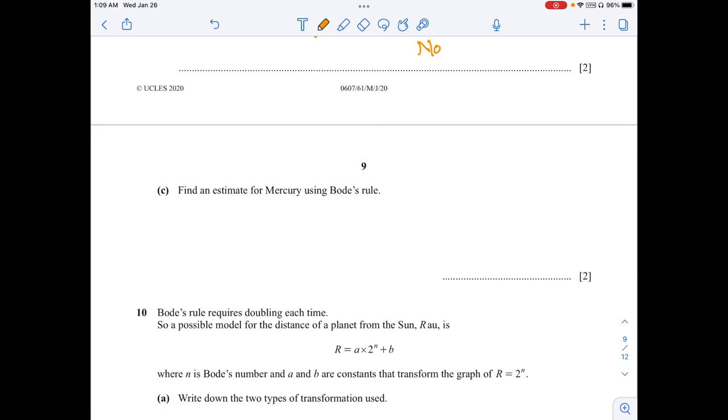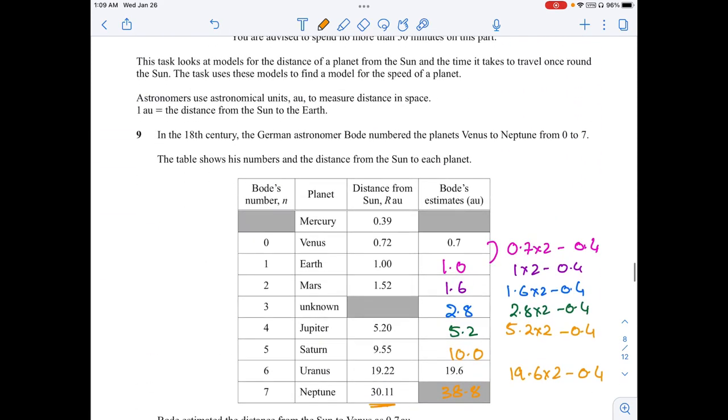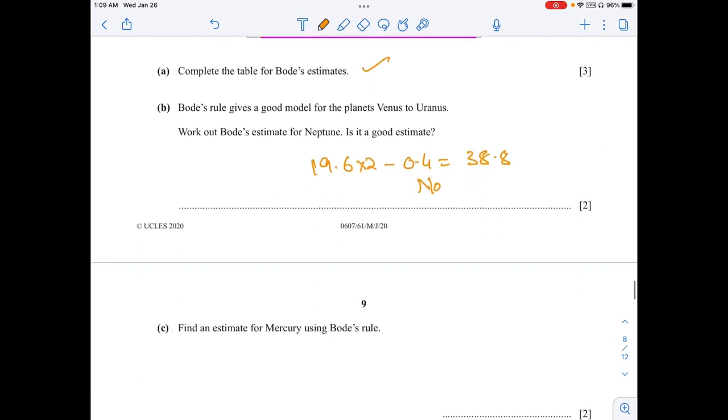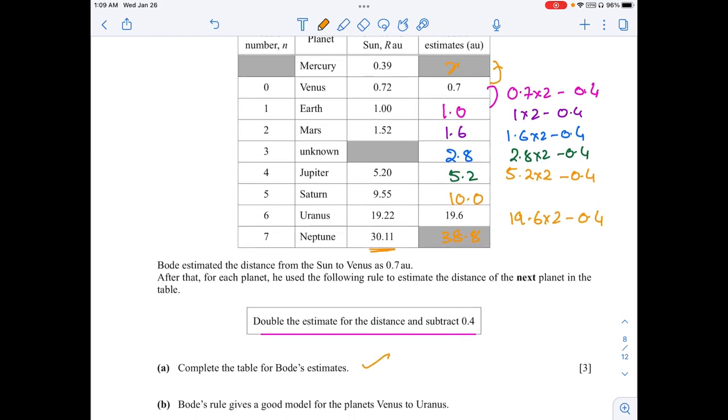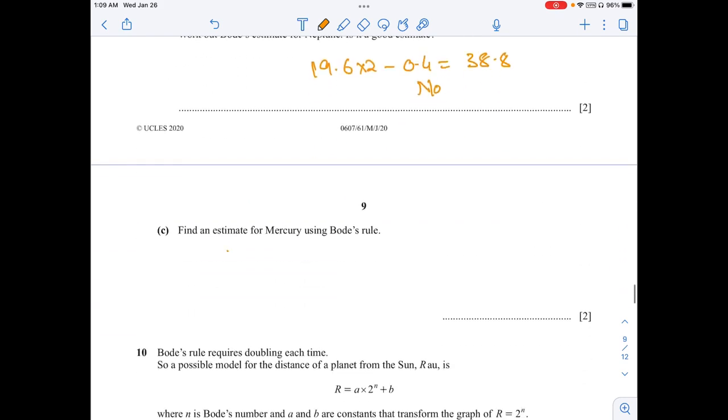Find an estimate for Mercury using Bode's rule. So for Mercury, we have to go in the reverse way. Let Mercury be x. So 2 times x minus 0.4 gives me 0.7. So 2x equals 1.1, x is equal to 0.55. So Mercury would have been 0.55.